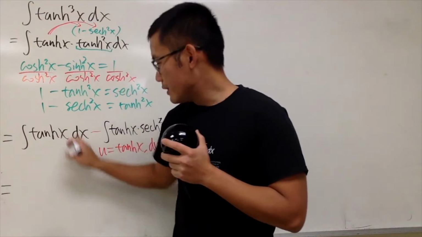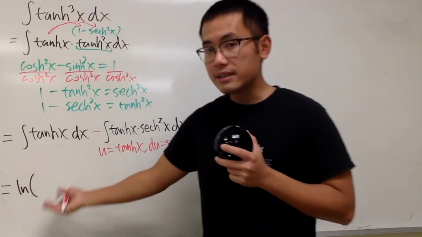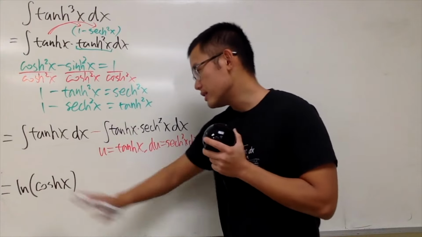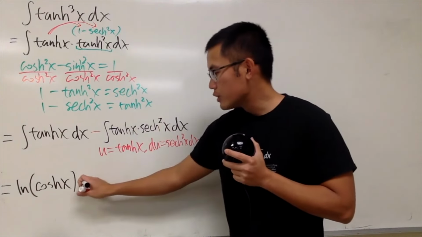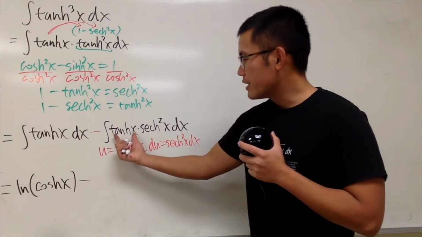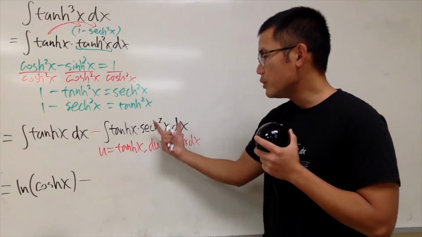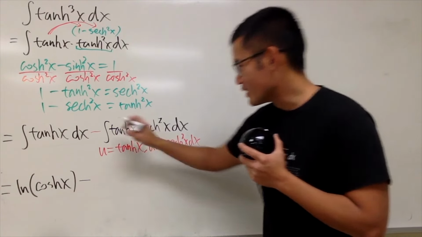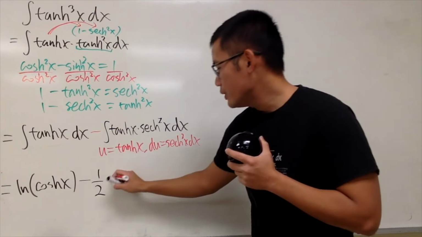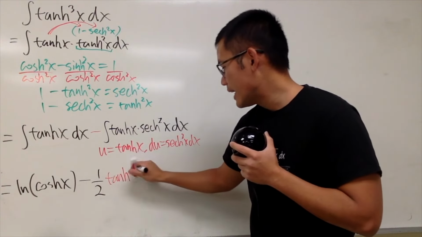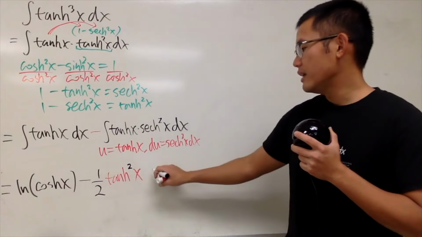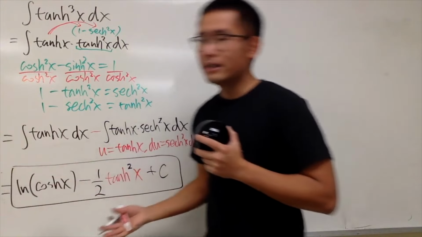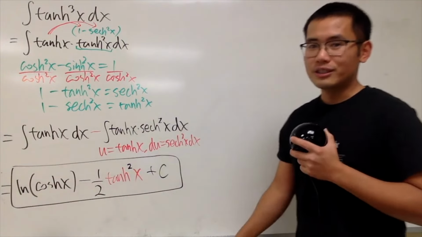Now, the answer for the first one is natural log of cosh x. Because cosh x is always positive, parentheses are enough, you don't need absolute value. And for the second one, I will put down minus. You see this is the u, and this is the du. So integrating u in the u world gives us 1/2 u squared. So this is 1/2 tanh squared x. And we are done. So this is the first possible answer for the integral of tanh to the third power.